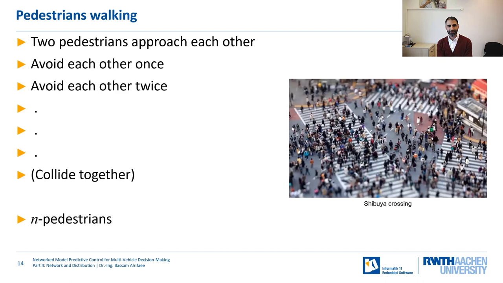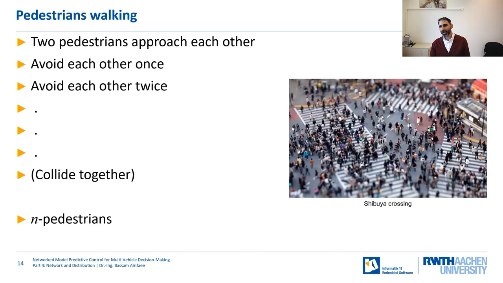Maybe you have experienced or observed, probably not during Corona because maybe you are staying at home, but if you live in a crowded city and you go to the shopping street or mall, and maybe after Corona, you can observe two pedestrians approaching each other. They avoid each other once, avoid each other twice, and they may collide or not collide. It's in some cases funny what happens, in some cases not funny. It depends on the mood of the people, right?